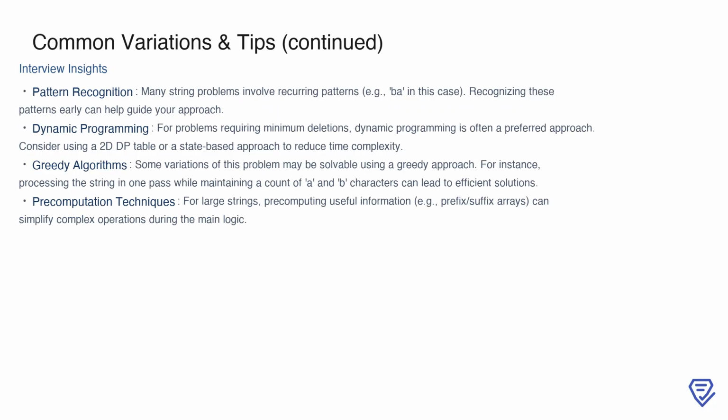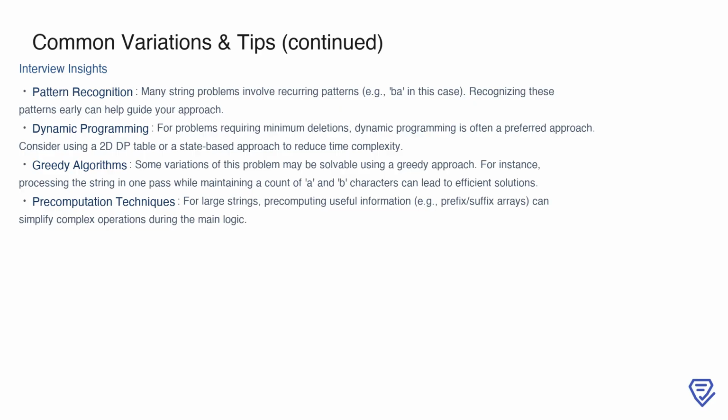Now, let's focus on some insights that can help you during interviews. Recognizing patterns is essential, as many string problems involve recurring sequences, like identifying BA in this case. Spotting these patterns early can streamline your thought process. For problems requiring minimum deletions, dynamic programming is often a strong choice. Using a 2D DP table or state-based transitions can significantly reduce time complexity while providing clarity in your approach.